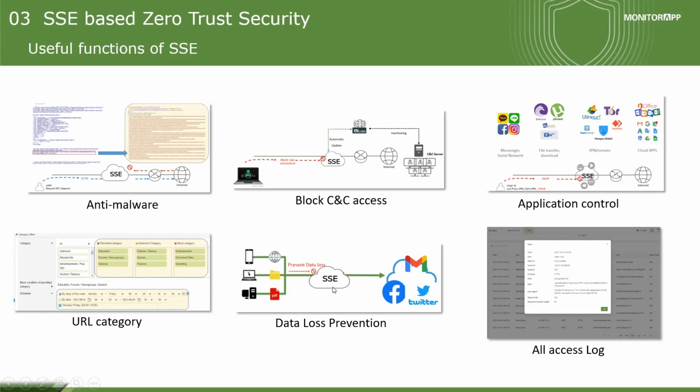And number five, data loss prevention. Since the SSE platform can inspect all of the traffic regardless of whether it is encrypted or plain text, you can apply a policy like blocking the attempt to download an Excel file containing personal information, or blocking attempts to send a card number or something like that. So you don't need an additional security appliance or agent for data loss prevention.